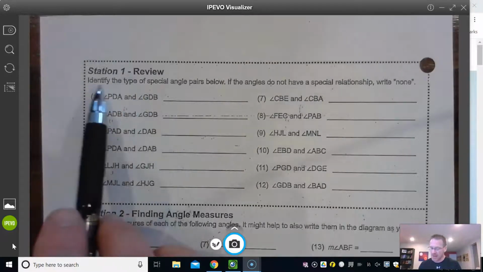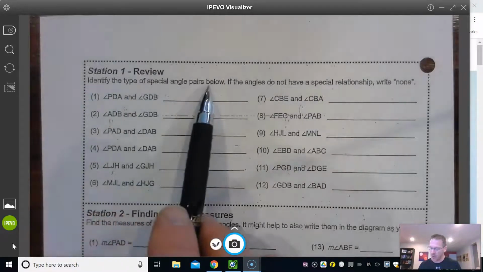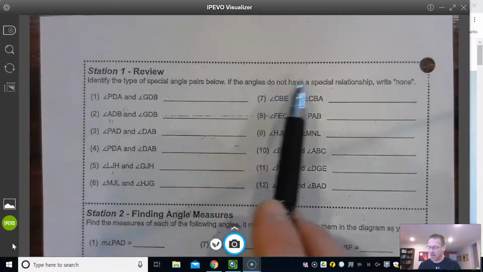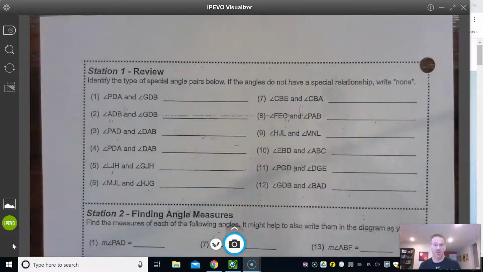Identify the type of special angle pair below. If the angles do not have a special relationship, write none. You're going to have to flip back and forth here, or this is where you might want to open the PDF in front of you and have that on your screen. That way you can reference these and have the picture up, and you don't have to flip back and forth like I'm about to now.